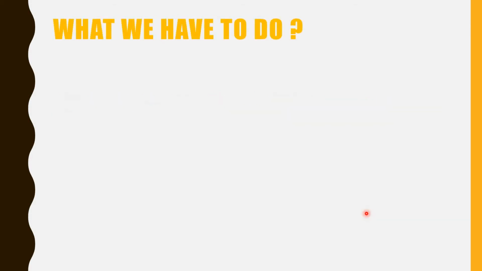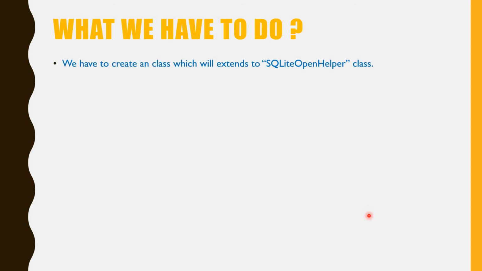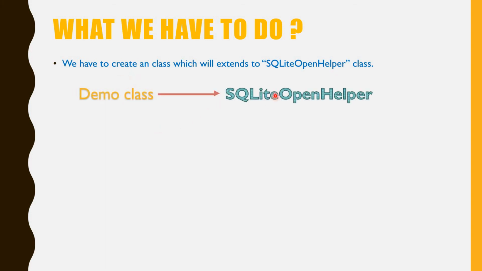So what do we have to do next? How to implement this structure, meaning how to implement the database. First of all, we have to extend the SQLiteOpenHelper class in another class, one which is created by us. For example, I have created a demo class which will extend SQLiteOpenHelper. Now you all have a question: what is SQLiteOpenHelper? It is an abstract class which gives us the architecture or structure to implement the database.